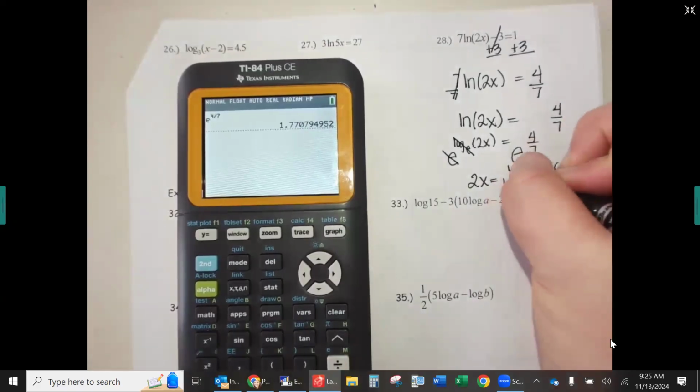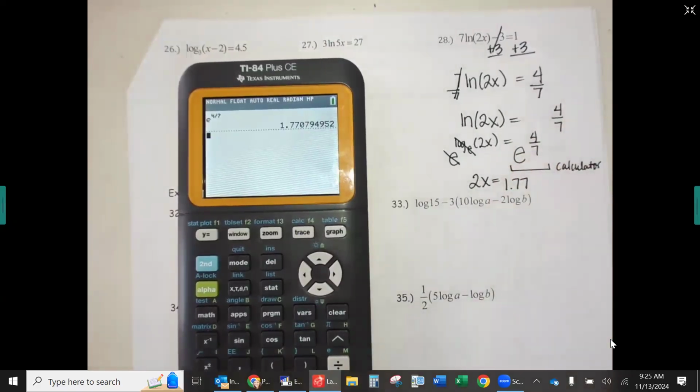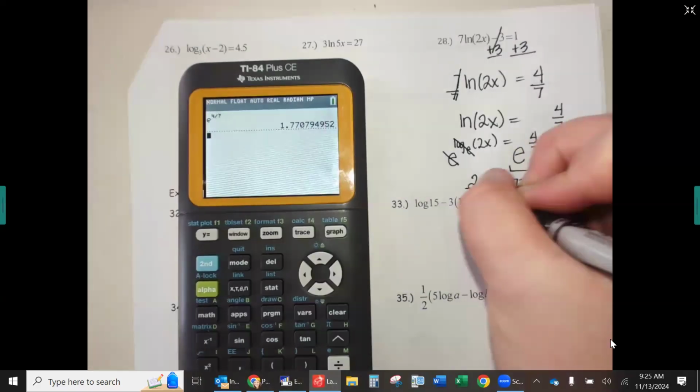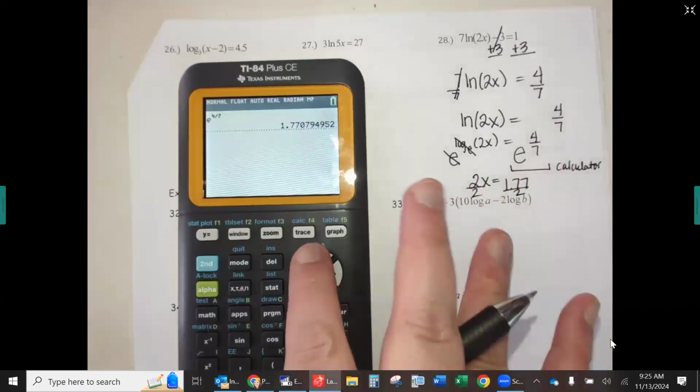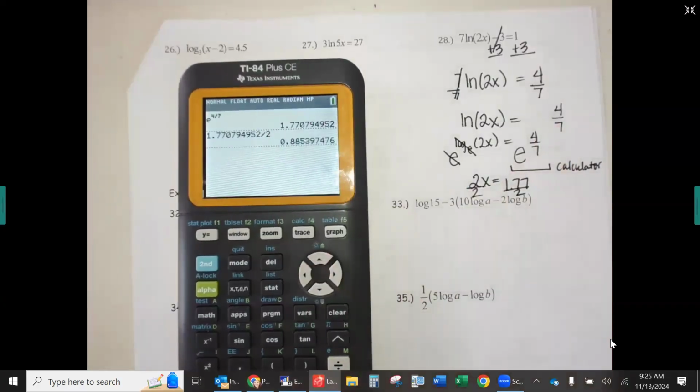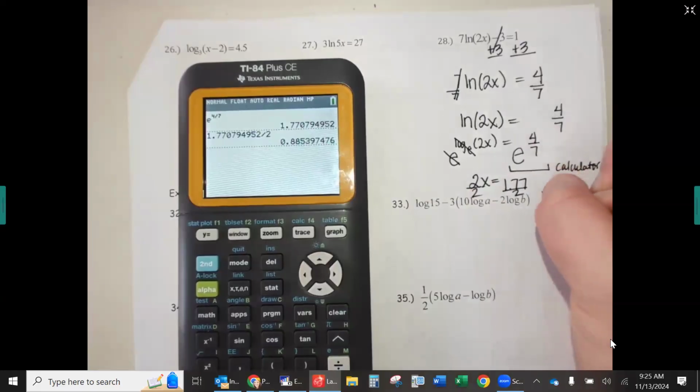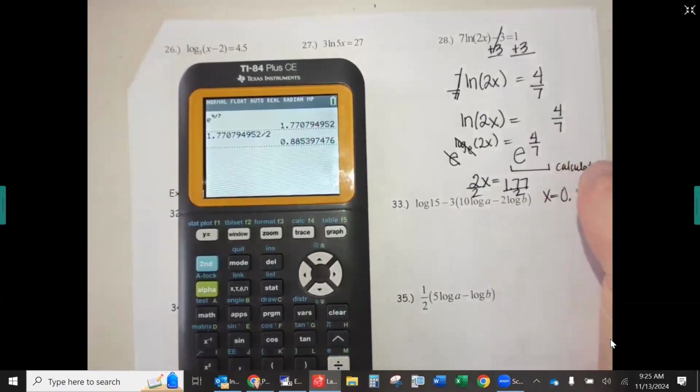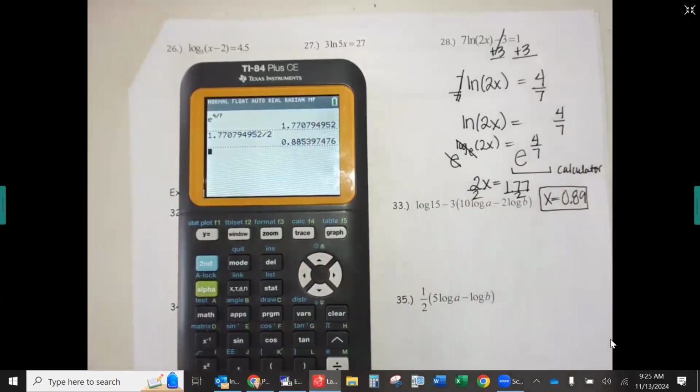So I got 1.77 followed by a 0, so I'm not going to change it. And then what's my last step? Divide by 2. Very good. 1.77 divided by 2 gives me 0.88 followed by a 5. What do we round it to? 89. Very good. So if it's a 0.88 followed by a 5, we're going to swap it out for a 0.89.